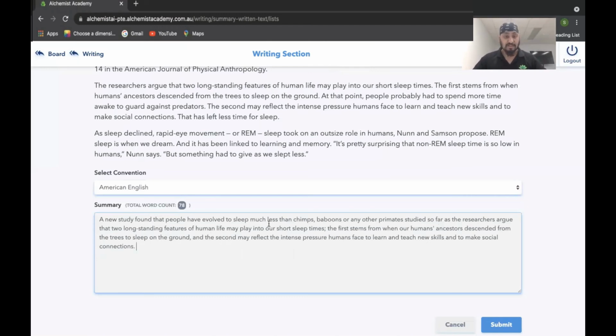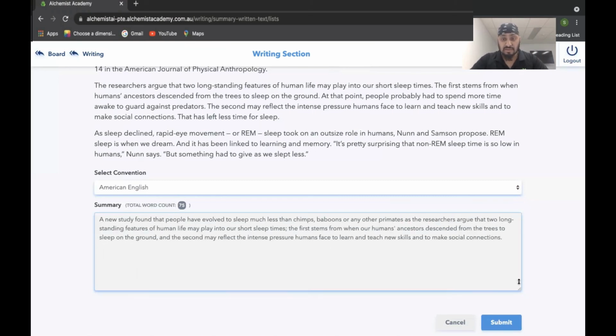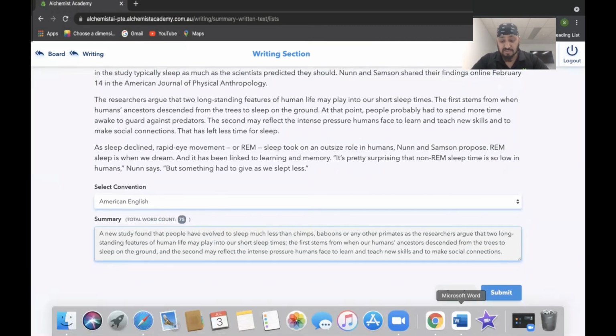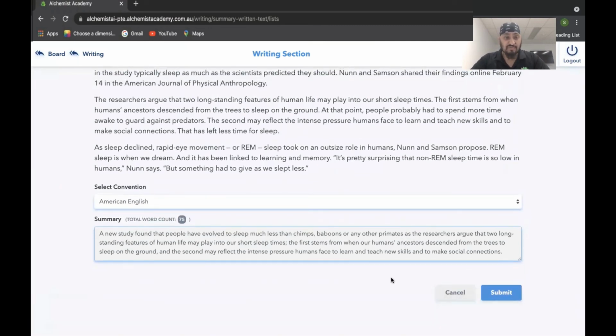if you carefully look at this, a new study found that people have evolved to sleep much less than chimps, baboons, or any other primates studied so far. Primates. I'll just delete this. How about that? As the researchers argue, and I'll straight away go with this. If we just stick to this much, I think we should be fine. I don't think I've got any grammatical error, but let's submit and find out.